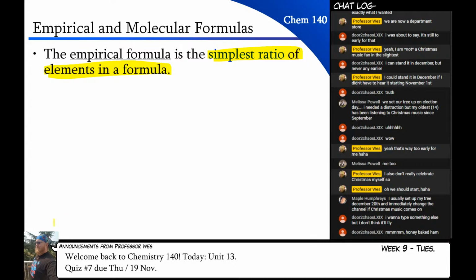So, for instance, if I wrote down this formula, C2O4, I could divide each of the coefficients by 2 to get this formula. This formula right here on the right, I cannot reduce any further. There's no number that both coefficients, this 1 here that I didn't write, and this 2 here, are divisible by. So this is an empirical formula.